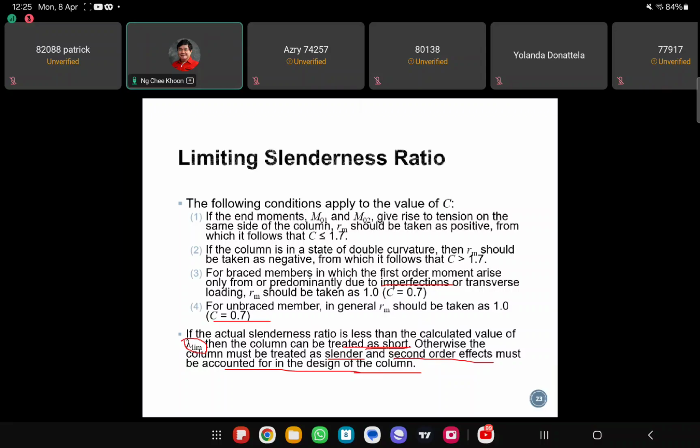So that's the difference between short columns and slender columns. For short columns, you do not need to consider second order effect moments. But for slender columns, you need to consider the second order effects. So we'll learn all these design procedures for short columns and slender columns. Okay, then you understand better what is the additional moment due to second order effects, right?